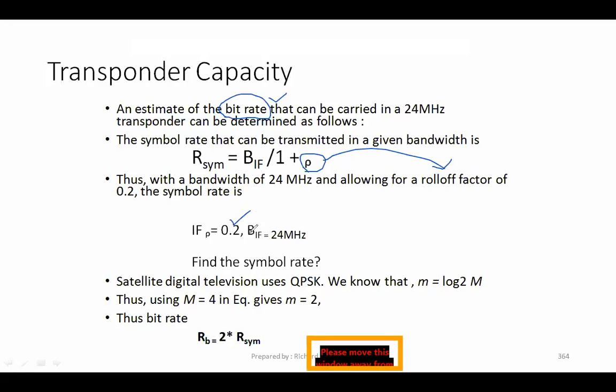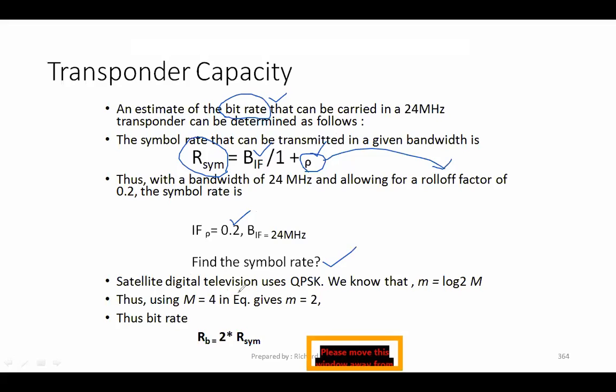So all this information is there. You have the value of the bandwidth, BIF, and you have the value of 0.2. So now it's very easy for you to just substitute and put in the values. So you can find out R symbol, or symbol rate. That's the question asked: find the symbol rate.